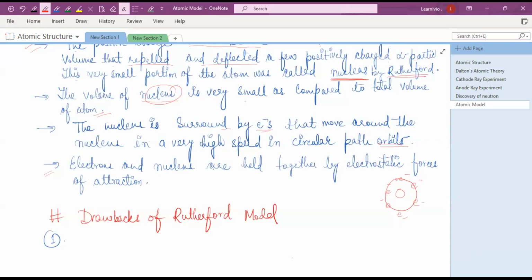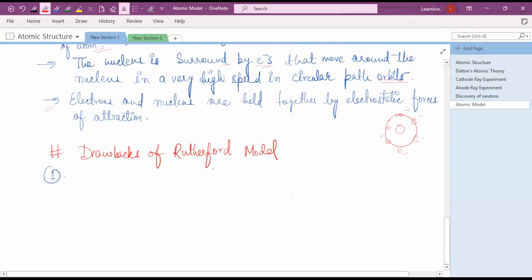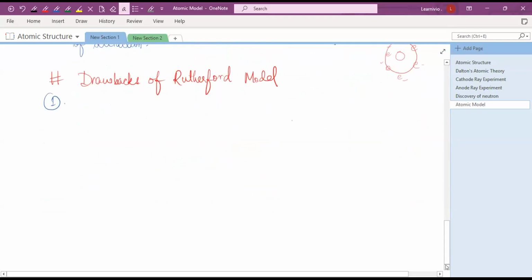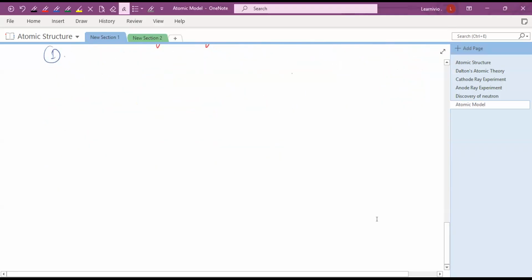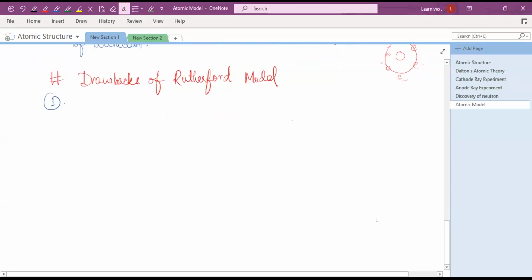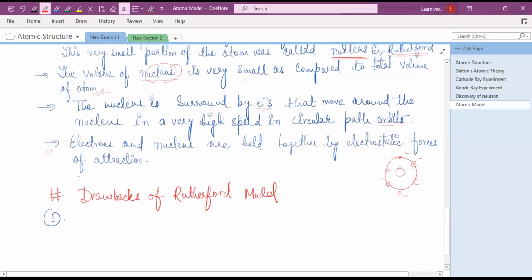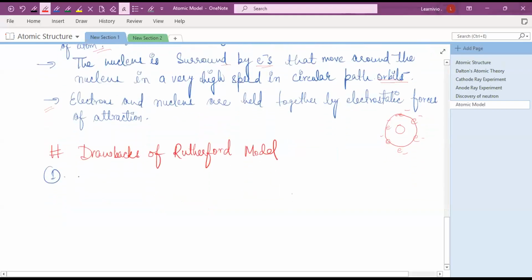Now, what are the drawbacks of the Rutherford model? What are the limitations? He said that the nucleus is surrounded by electrons that move around the nucleus at a very high speed in a circular path. But when a body is moving in an orbit, we know that it achieves some acceleration.